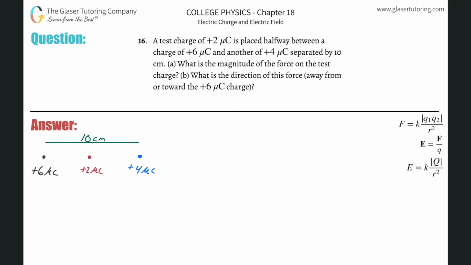Number 16. A test charge of positive 2 microcoulombs is placed halfway between a charge of positive 6 microcoulombs and another of positive 4 microcoulombs, separated by 10 centimeters. Letter A. What is the magnitude of the force on the test charge?